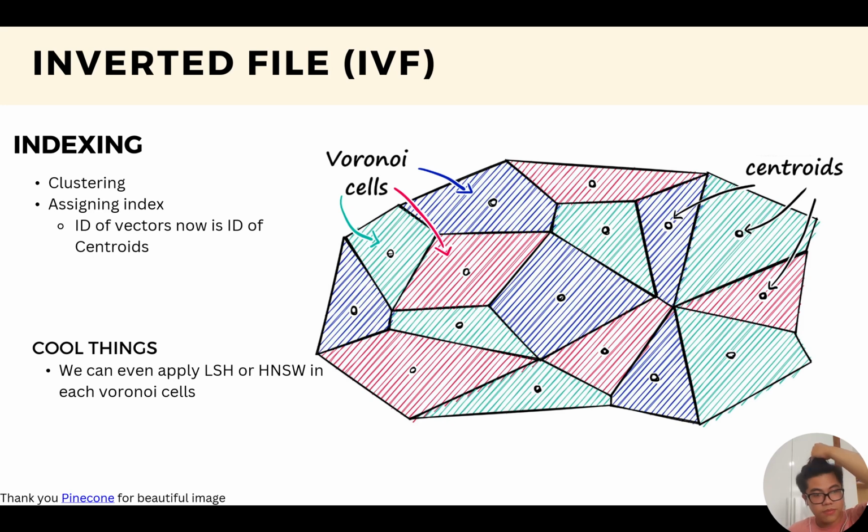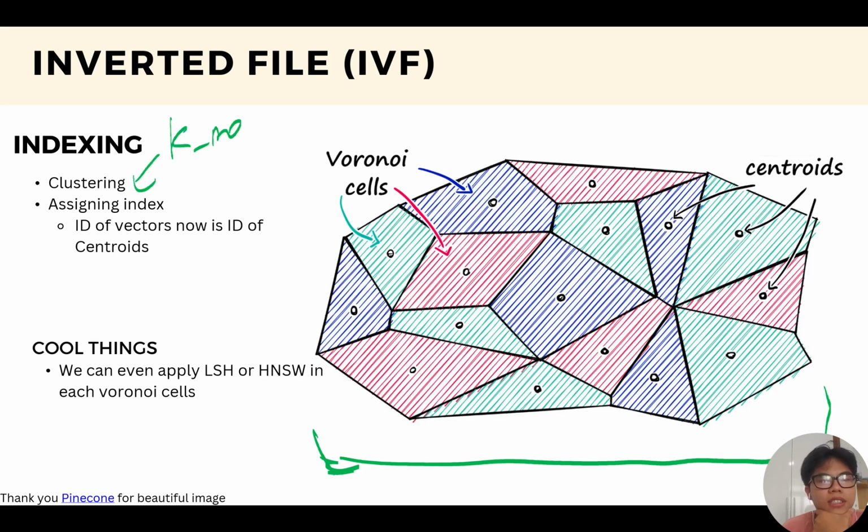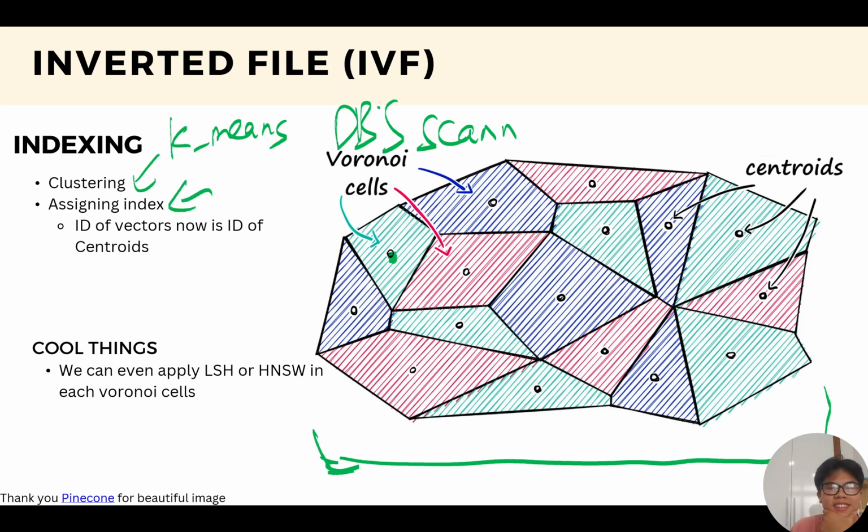The next algorithm is inverted file, which is also very powerful. The concept of indexing is that we have a bunch of vectors in our dataset. We perform some clustering algorithm like k-means, or something more advanced like DBSCAN, to find the centroids. Once we have the centroids, we assign an index, exactly like how k-means works.